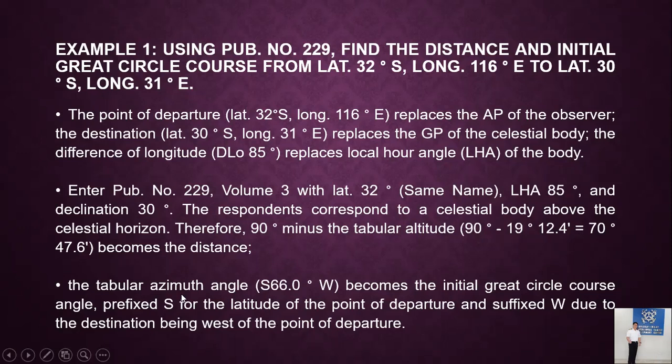The tabular azimuth angle, 66 degrees, coming from the publication 229, becomes the initial great circle course angle. Prefix south for the latitude of the point of departure, because the latitude is south. And suffix west due to the destination being west of the point of departure. So after you have drawn the equator and then the direction on point A and then point B, you'll be able to determine if it's going south or going west. But the southerly here is coming from your latitude. So with that, you have to add 180 degrees to the 66 degrees west. 180 plus 66, this will be your answer.